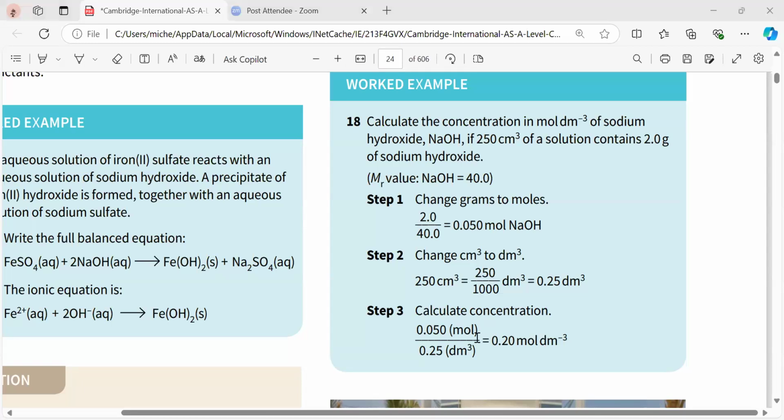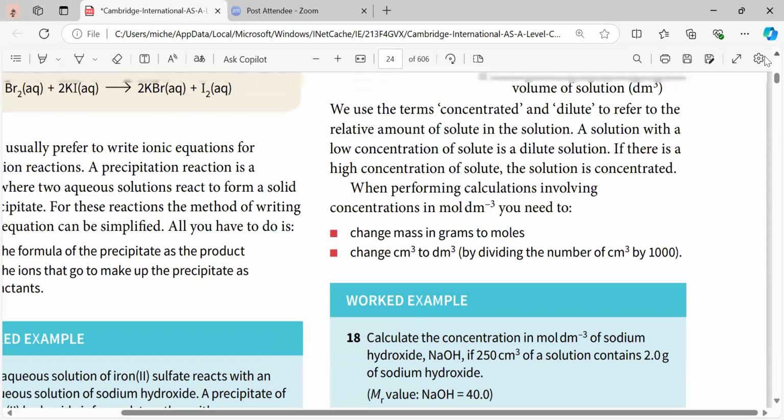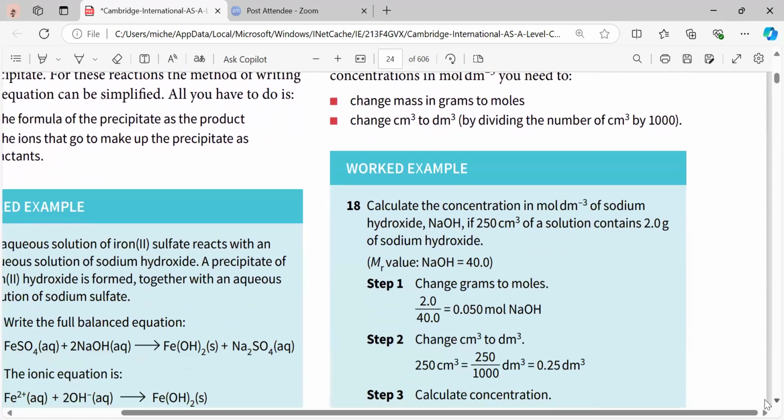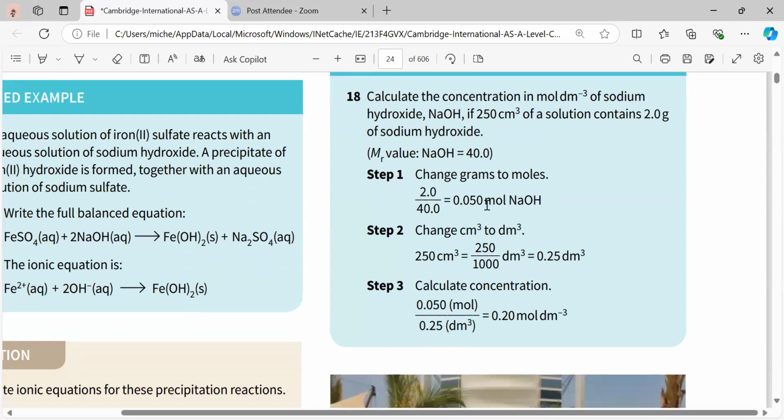So now we're going to calculate the concentration. As we can see, this is the formula: number of moles of solute divided by the volume. So we have the number of moles of solute right here, which is 0.050. We divide that by the volume, which is 0.25, and that's how we get 0.20. Don't forget the unit. The unit is mol dm⁻³.